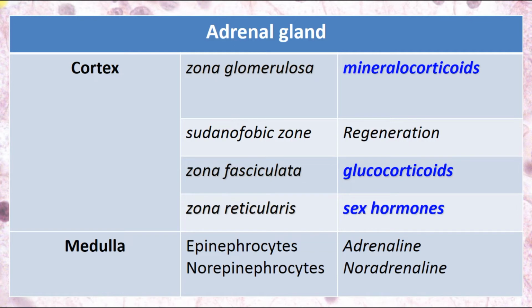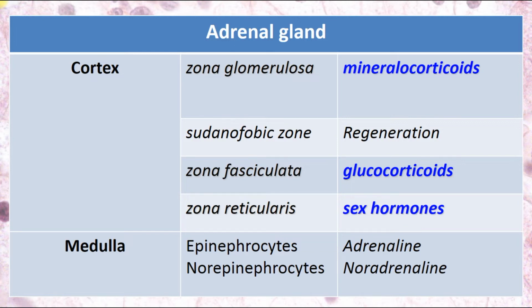Zona glomerulosa, it produces mineralocorticoids. Main mineralocorticoid, it's hormone aldosterone, which regulates metabolism of sodium and potassium. It has target cells in the kidneys, and it activates sodium and potassium pump in kidneys. So zona glomerulosa produces aldosterone, which regulates sodium potassium pump and sodium potassium metabolism in kidneys.